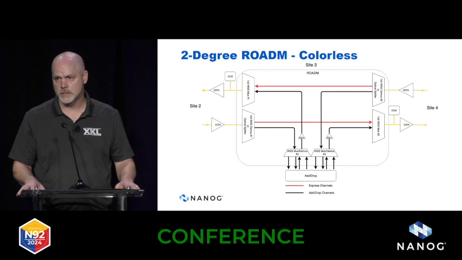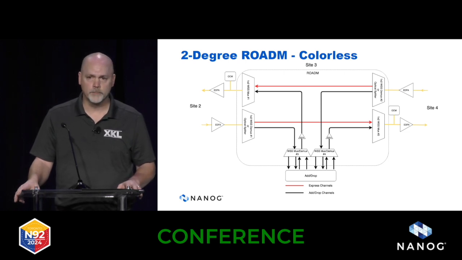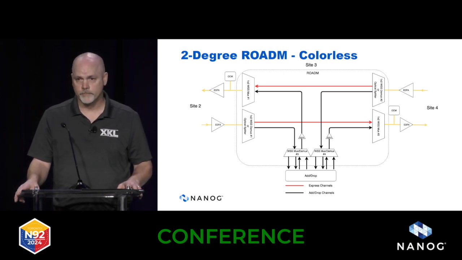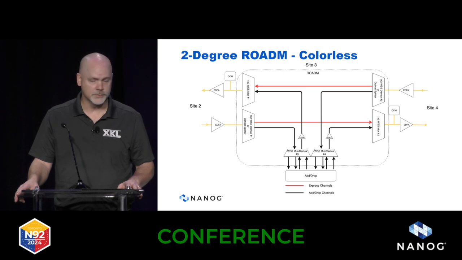These are the devices that allow you to change how the light passes through the device. Do you want the light to drop off at the add drop, or do you want it to express through? So you notice the red lines now just go right through inside the device. You program the WSSs to choreograph this behavior.